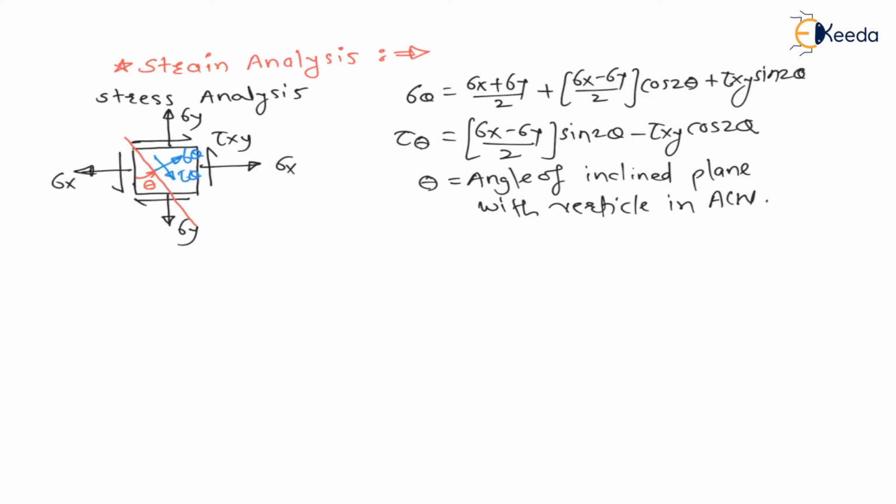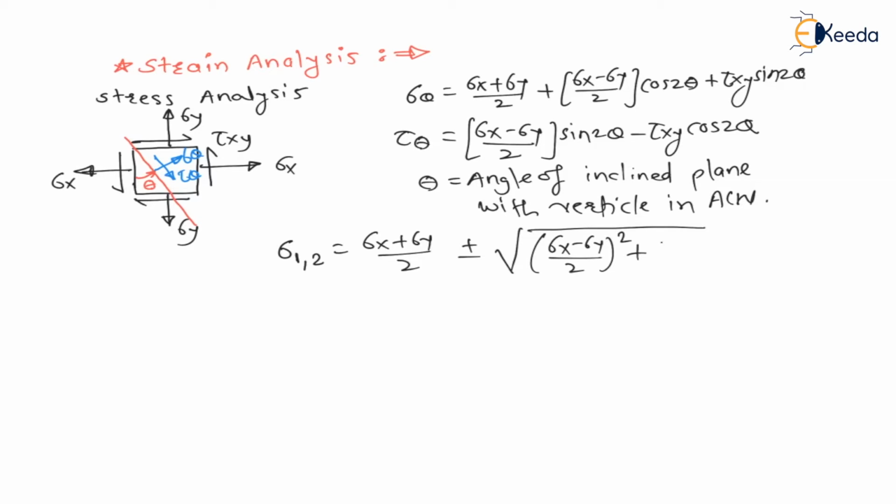This we are considering. Now again for such loading, the principal stresses are the maximum and minimum normal stresses in the component, and principal stresses are used for design. That is, principal stresses sigma 1, 2 are equal to (sigma x plus sigma y) by 2 plus or minus the square root of ((sigma x minus sigma y) by 2) whole squared plus tau xy squared. This was the formula.